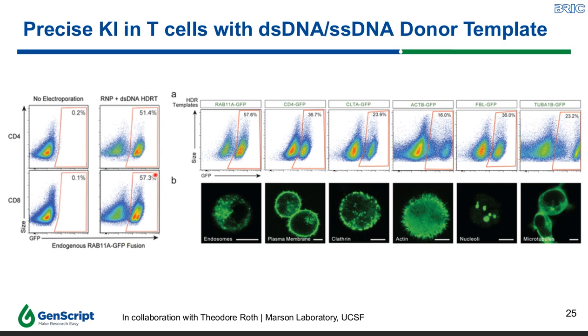So the authors next confirmed that this method can be broadly applied by targeting sequences in different locations in the entire genome. The authors engineered the T cells by fusing the GFP into different genes, including CD4, CLTA, ACTB, FBL, and TUBA1B. And then the GFP expression was evaluated. As you can see from this result, GFP expression was observed ranging from 36% to 23% for each of these templates. These results were further validated using confocal microscopy in order to confirm the fusion protein localization in the endosome, plasma membrane, clathrin, actin, nucleolus, and microtubules.